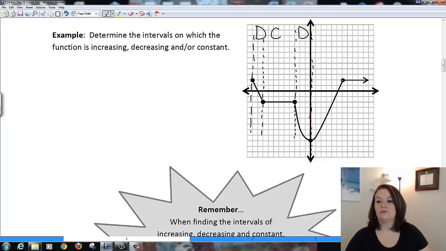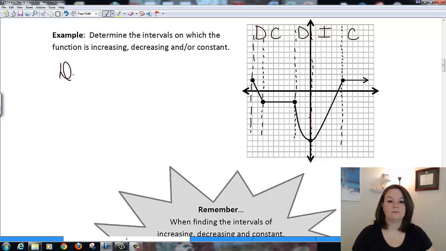And then from the vertex of that little half parabola, which is the y-axis, over to this next point, notice all my y values are increasing. My line's going up. So this would be an increasing interval. And then my last interval over here is going to be constant. So now I know each piece, but I have to write it in terms of its x values.